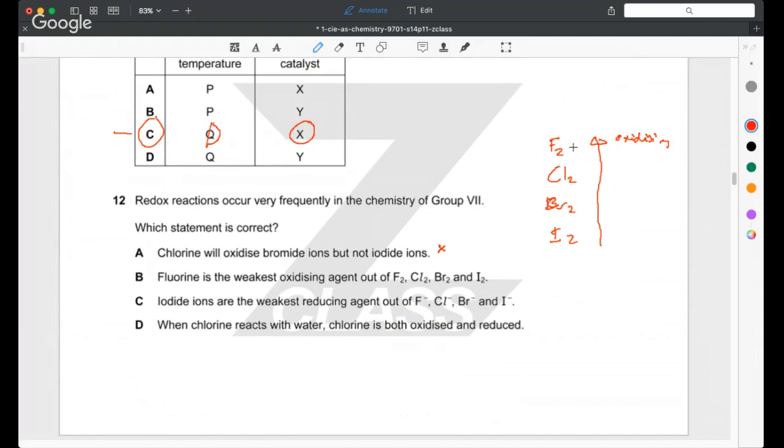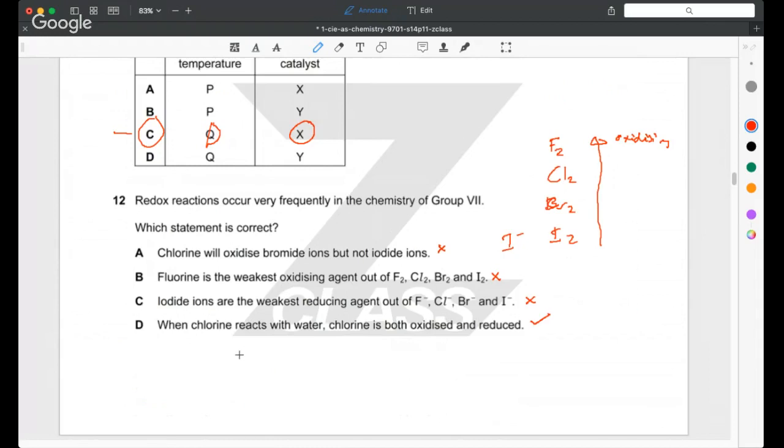Fluorine is the strongest oxidizing agent, so that's not correct either. And iodide ions are the weakest reducing agent? Well, if fluorine molecules are the strongest oxidizing agent, then iodide ions are going to be the strongest reducing agent. So that's not correct either. So I suppose we've arrived at this point by saying that even if we don't read the question, that must be the right answer because we've excluded the first three. But as well as negatively identifying it by excluding answers A, B and C, let's try and positively identify it.